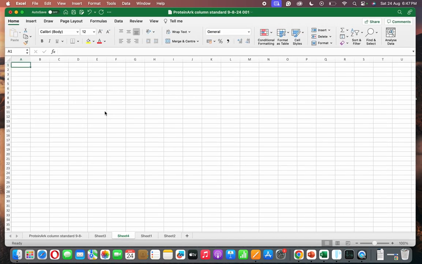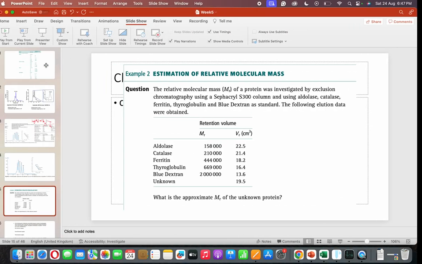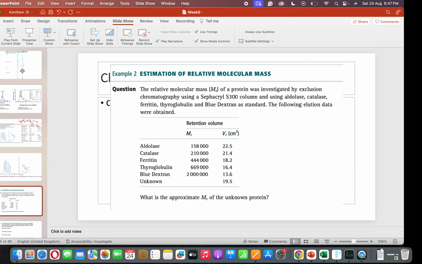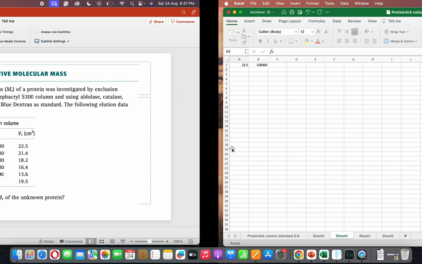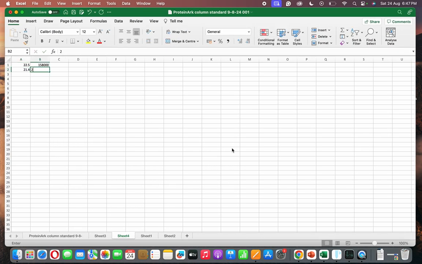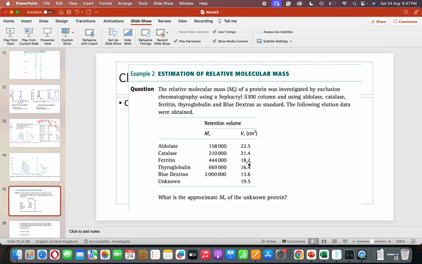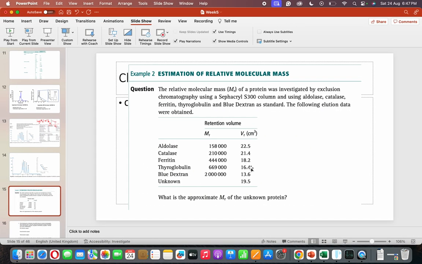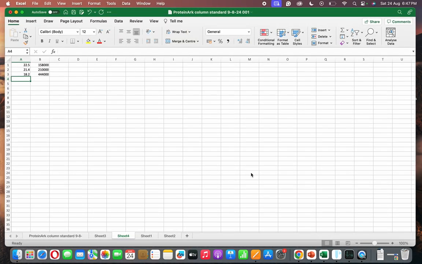So our elution 22.5, and this has a molecular weight of 158 kDa. Okay, 21.4, 210 kDa. 18.2 and 444 kDa. 16.4 and 669 kDa.